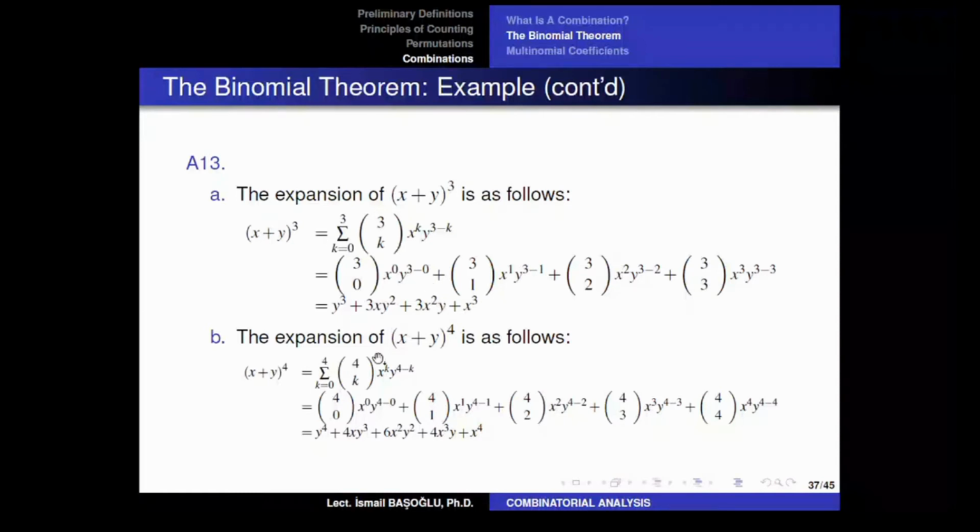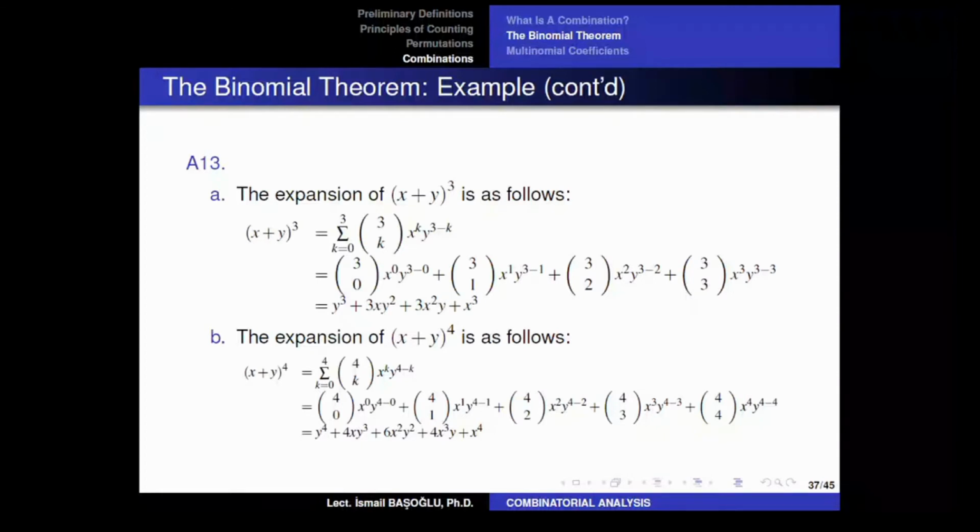We can use the same formulation for expanding (x + y)^4. We can also expand it, again with the binomial coefficients as k changes from 0 to 4: 4 choose k times x to the power k times y to the power 4 minus k. By plugging in k values, we can get this formula. These are the things that you are already familiar with from high school, I suppose. I mean, we were using this Pascal triangle for this binomial expansion.